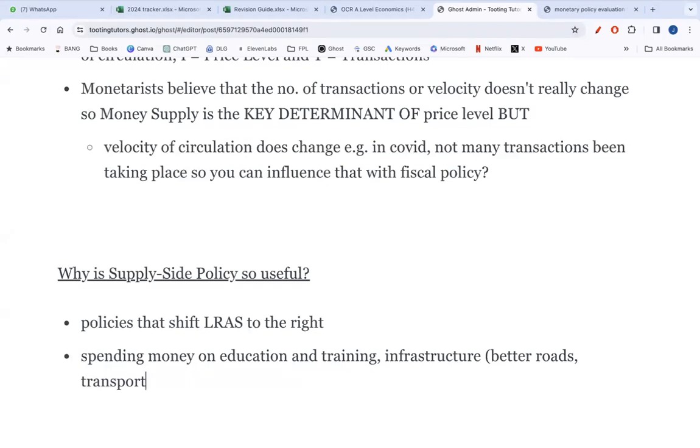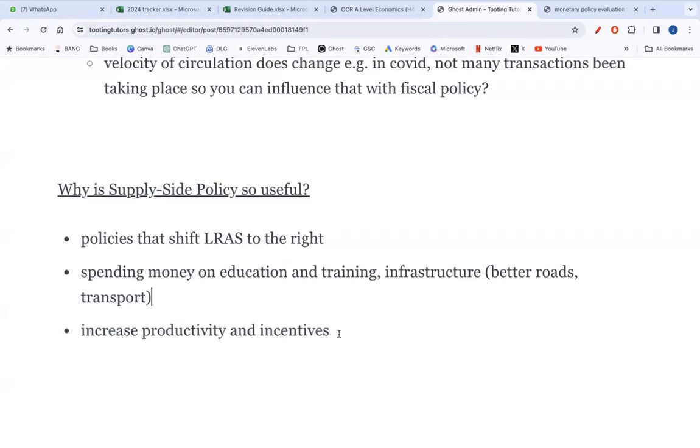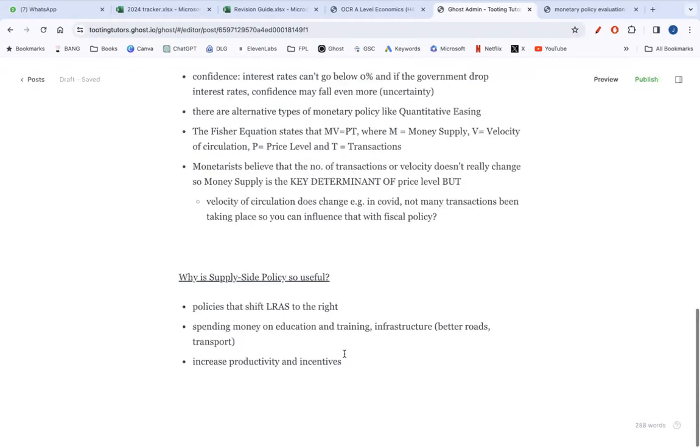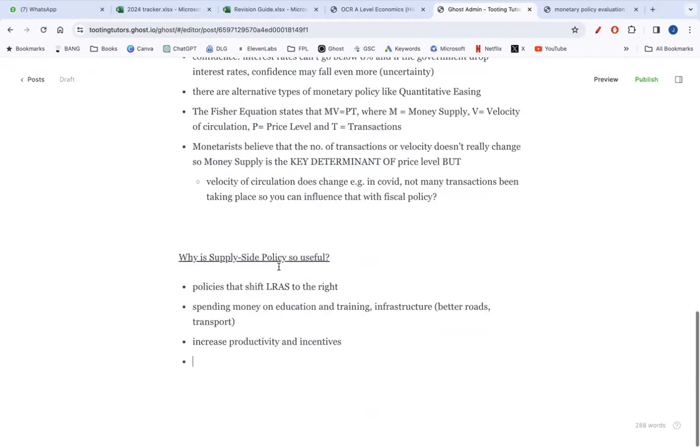All of these things increase productivity and incentives. So that shifts LRAS. But why is it so useful compared to these two?